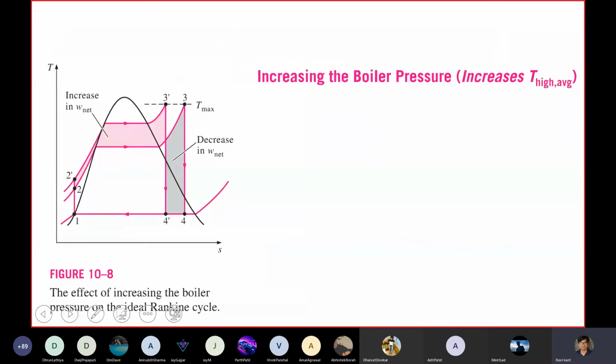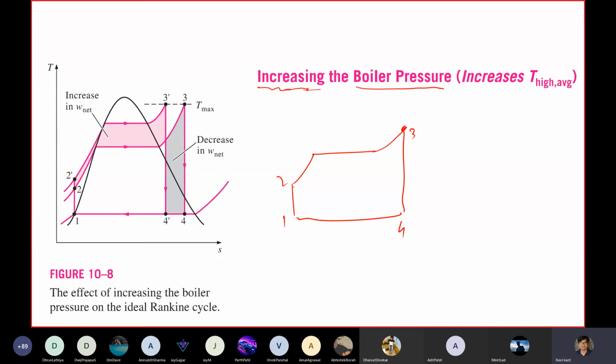So the last thing is we can do one more modification, that is increasing the boiler pressure. Increasing the boiler pressure means what? Initially you have 1, 2, 3 and 4. Now you are increasing your pressure, so you are going 2 to 2 dash, and now you are expanding at higher pressure. You are going somewhere here, 3 dash, and now you are coming back here.